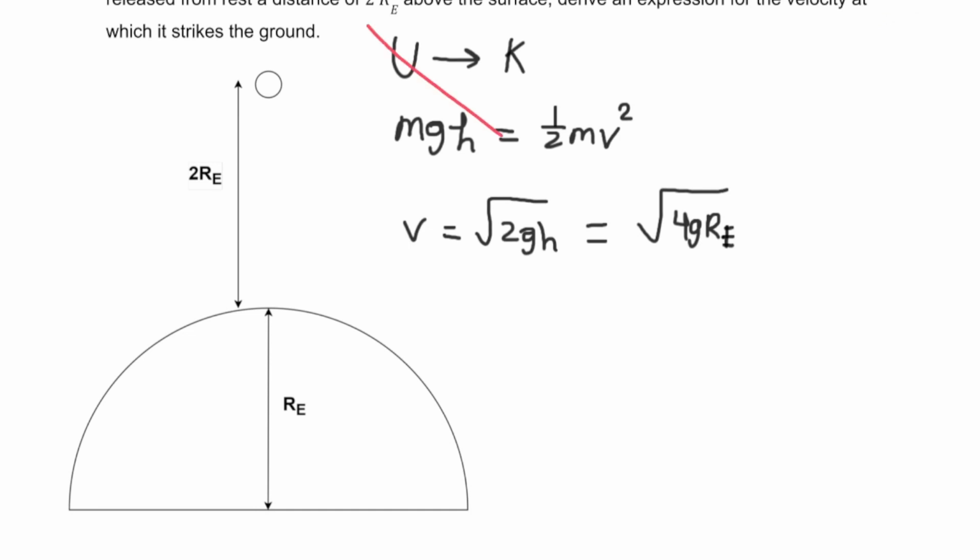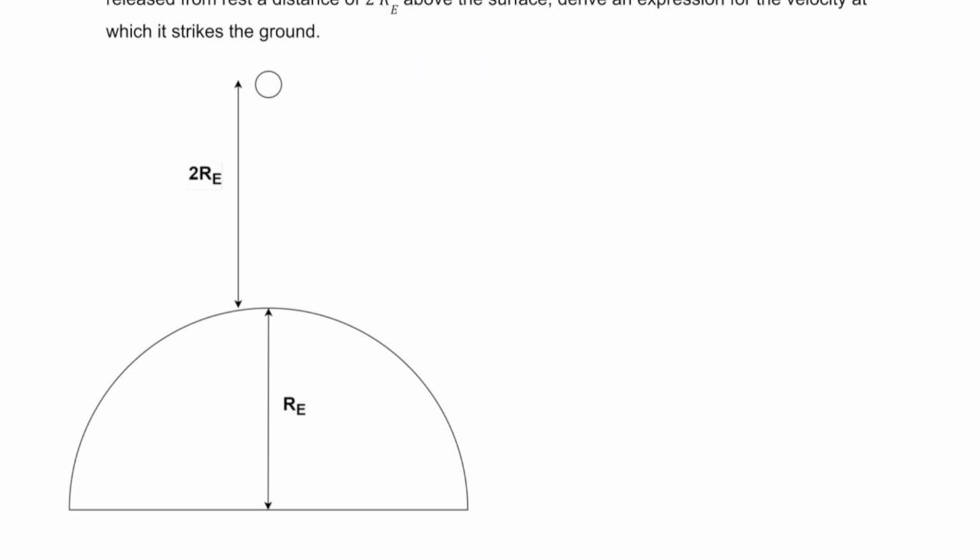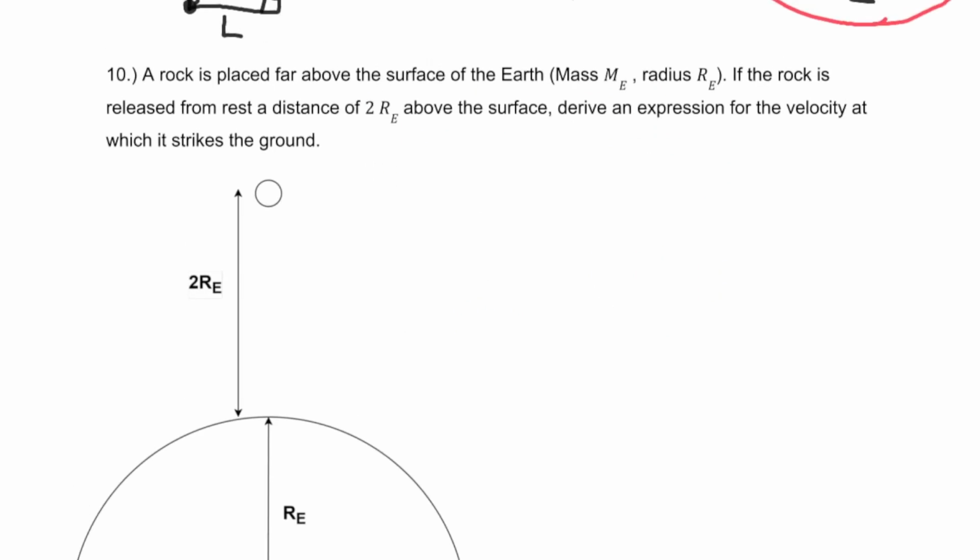So definitely do not just apply mgh, because again, the gravitational force is not constant due to the inverse square law. So let's get rid of all this. Let's see how we actually have to do it. We're going to set this to be our initial state, and this to be the final state. So we're starting right when we drop the rock, and we're ending right when we're about to hit Earth's surface.